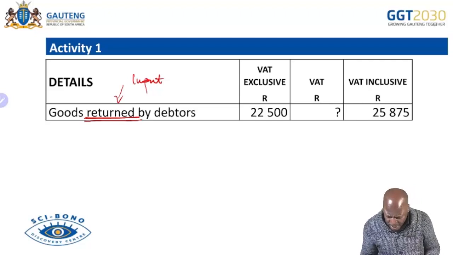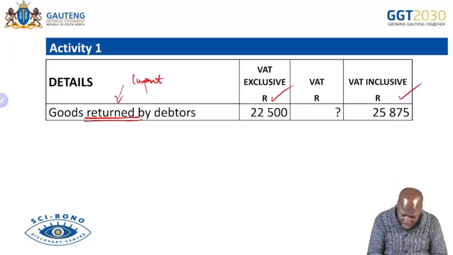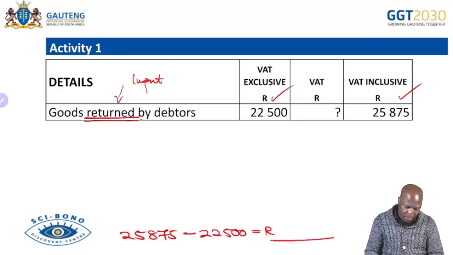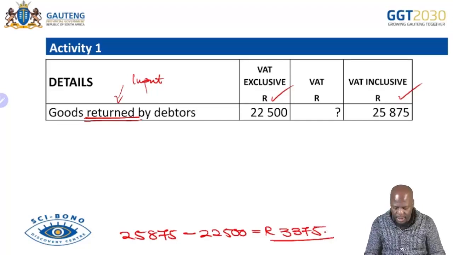And then the examiner made it easier for us because they gave us the exclusive and the inclusive. So we can simply get the difference. Let's do that. My inclusive is 25,875, and I'm going to subtract 22,500. How much becomes my VAT? Please punch it in the calculator once you get it. It is 3,375. That becomes my VAT.